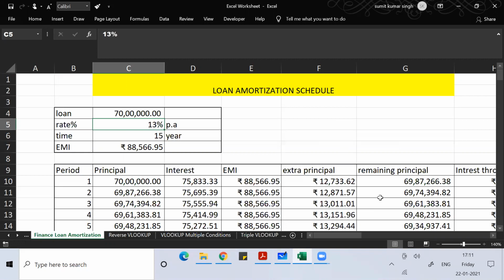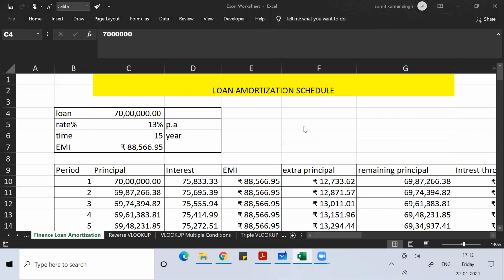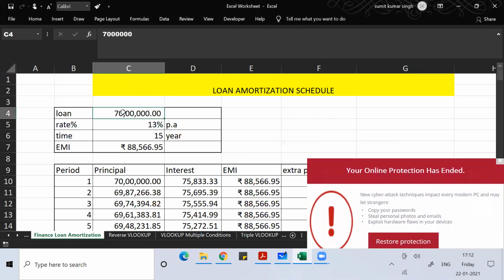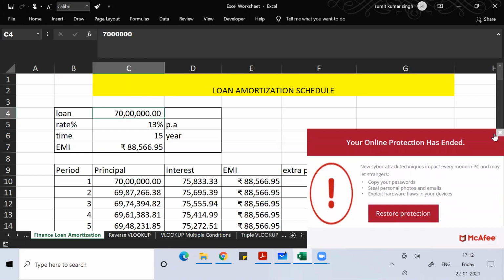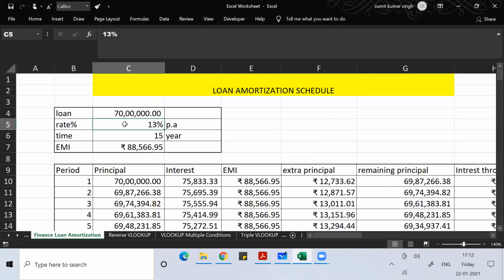Okay, everyone. This is just a hypothetical case: suppose I take a loan of 70 lakh rupees, and suppose the rate of interest the bank charges is 13% per annum. If I take this loan for 15 years, then I have to pay an EMI of 88,566.95 rupees per month for the next 15 years. You can easily calculate, guys, how much money I'm paying to the bank.